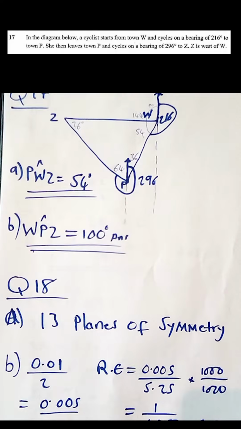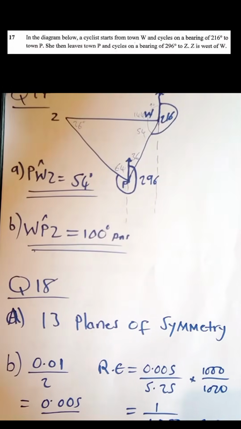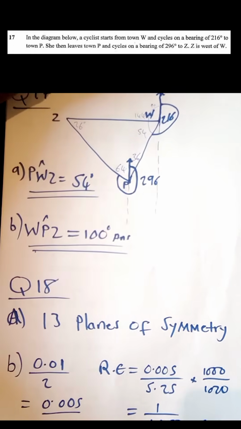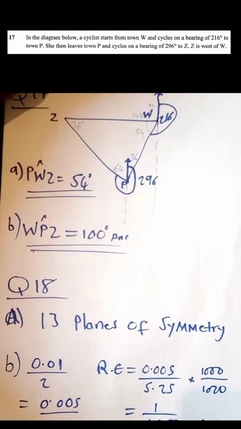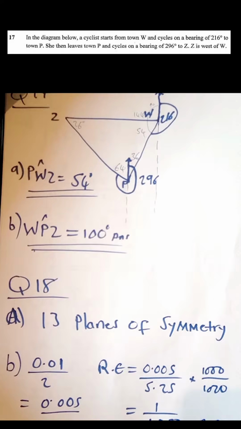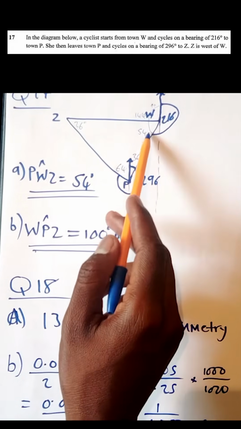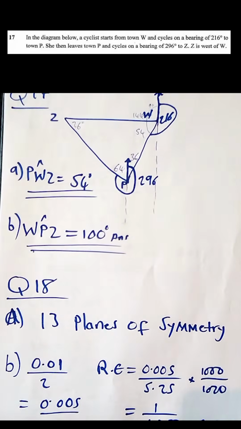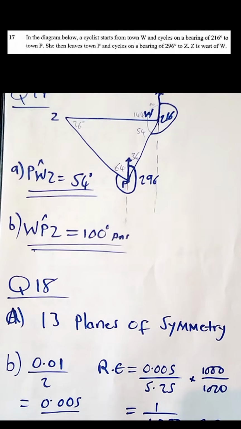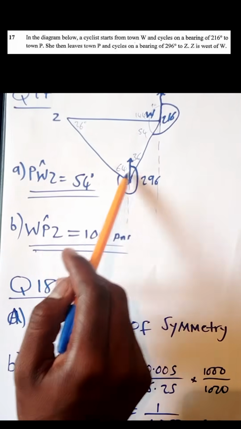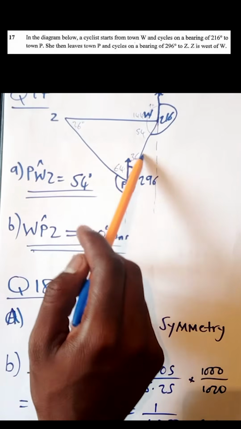Bearings, question number 17. I've drawn for you the diagram there. You've been given all those bearings and you are told to calculate PWZ, the angle which is here. You are also told to calculate WPZ, the angle which is there.